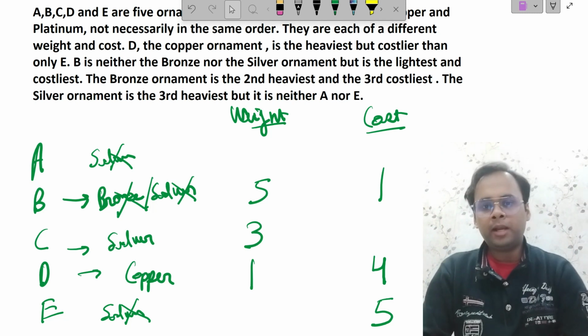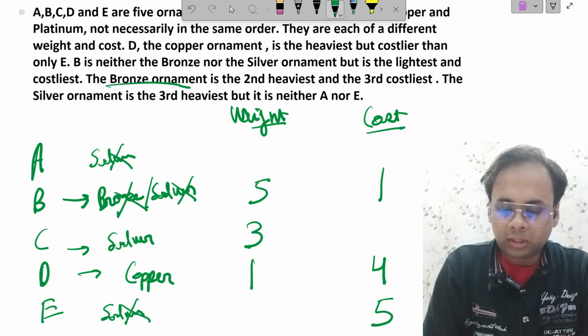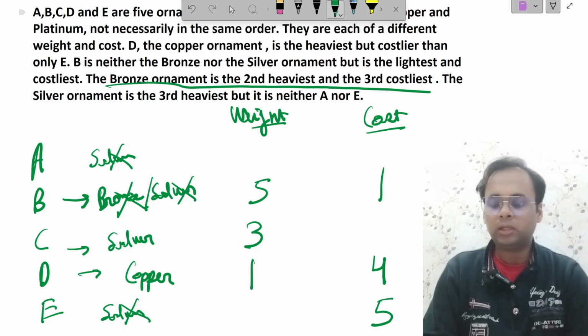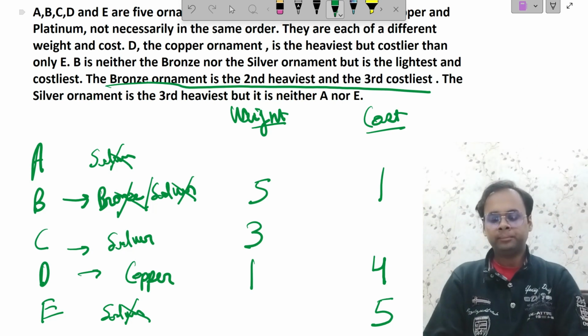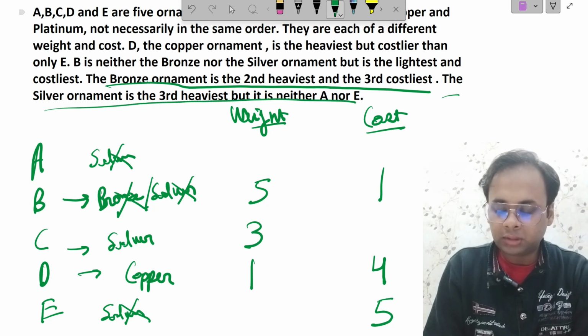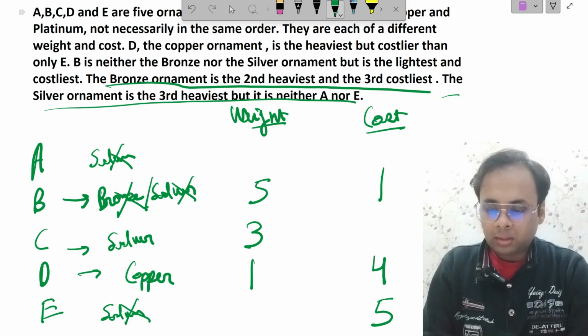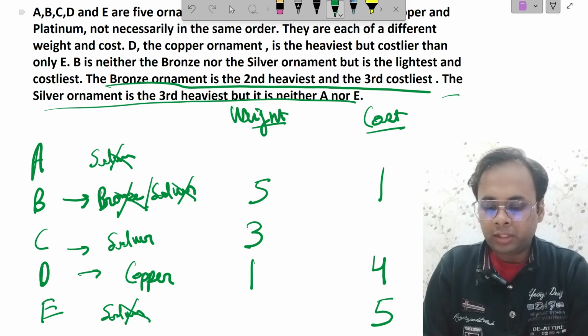Let us read line by line once again. Like the bronze ornament is the second heaviest and the third costliest. Okay. The silver ornament is the third heaviest, but it is neither A nor E. Okay. Have we solved the above lines? Like for D, we have solved it.